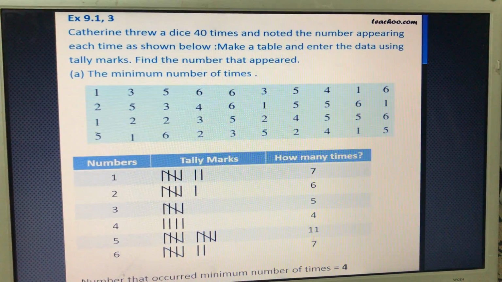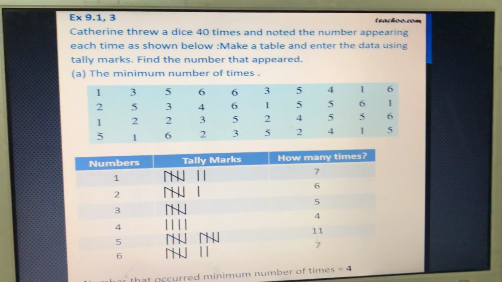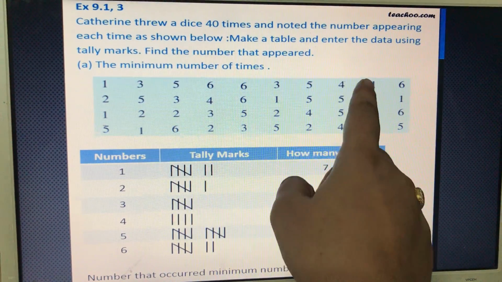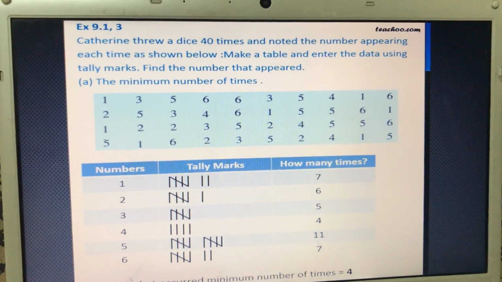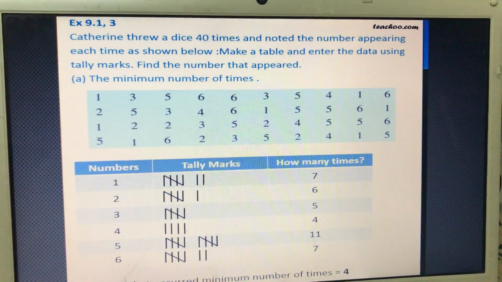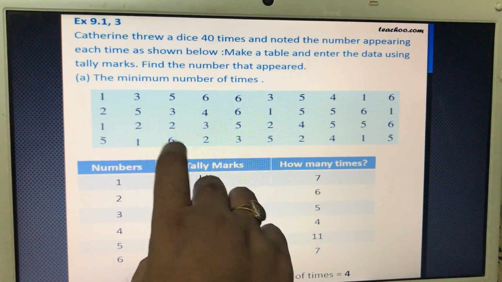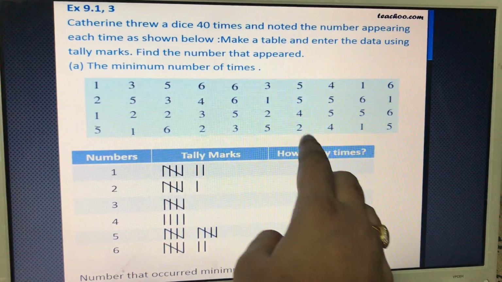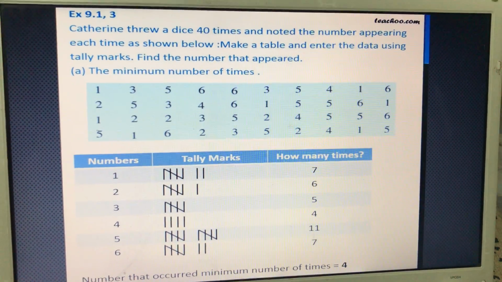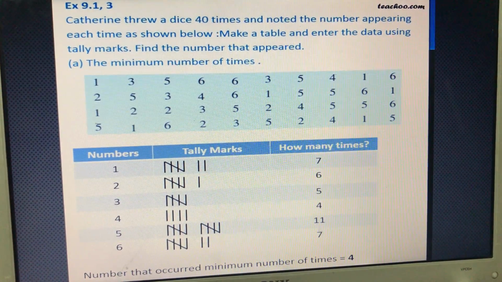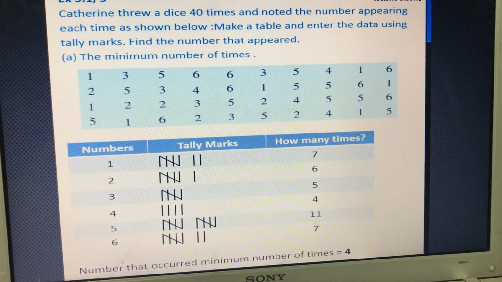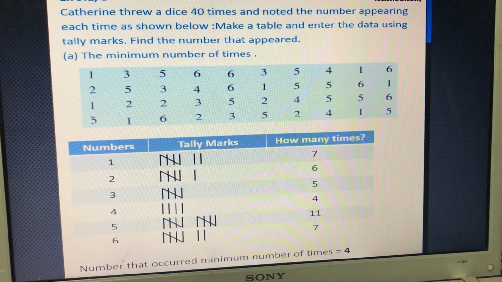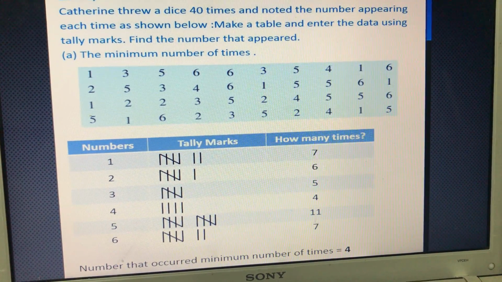So how many times is number 1 appearing? Let us see. 1 2 3 4 5 6 7. So number 1 is appearing 7 times. Number 2, 1 2 3 4, then 5 6 times. Similarly, number 3 is here 5 times. Number 4 is here 4 times. Number 5 is here in the table 11 times. Number 6 is appearing 7 times.